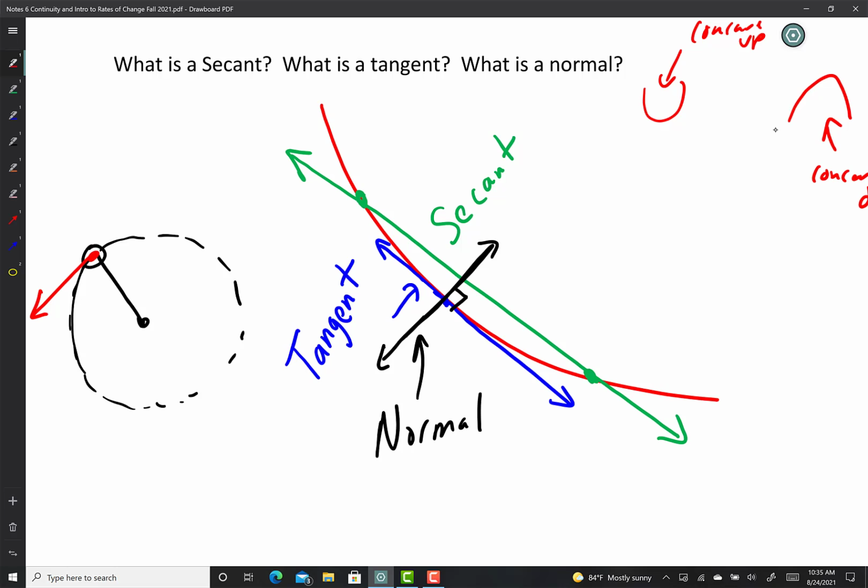What is the normal? Well, the normal is perpendicular. That guy right there, that's your normal if you were spinning. Do you see that? Yeah, the string would be the normal.